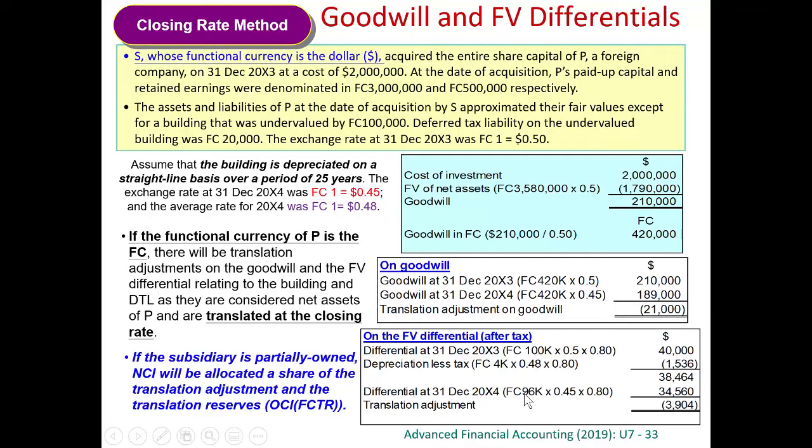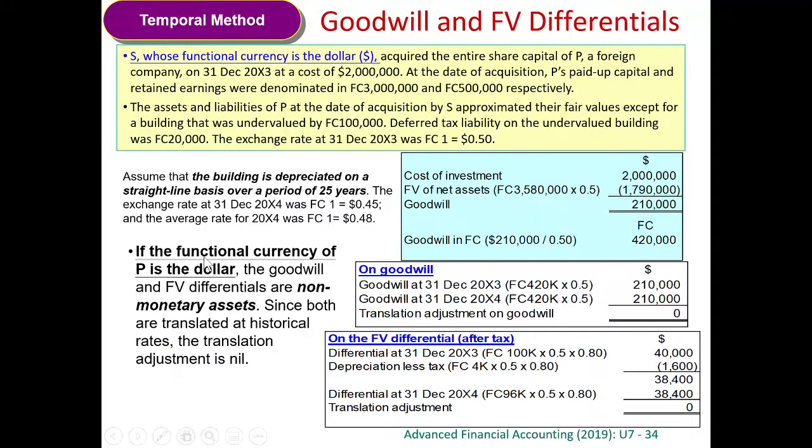So 96,000 FC is the net amount after depreciation. This is the closing balance. Therefore, it should be translated using the closing rate. The closing rate at the year end is 0.45. So 0.45, after tax, 1 minus 20% tax. Therefore, in the consolidated balance sheet, it must be 34,560. So we have to write down the fair value adjustments. To write down the fair value adjustments, again, we need to debit translation reserve. This is the case if the functional currency is FC.